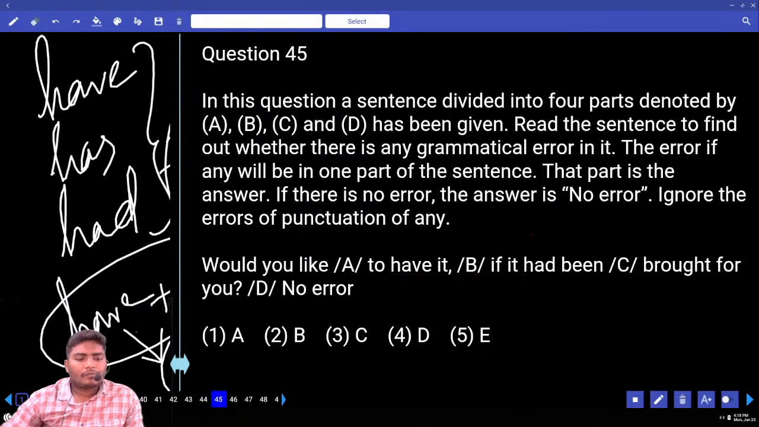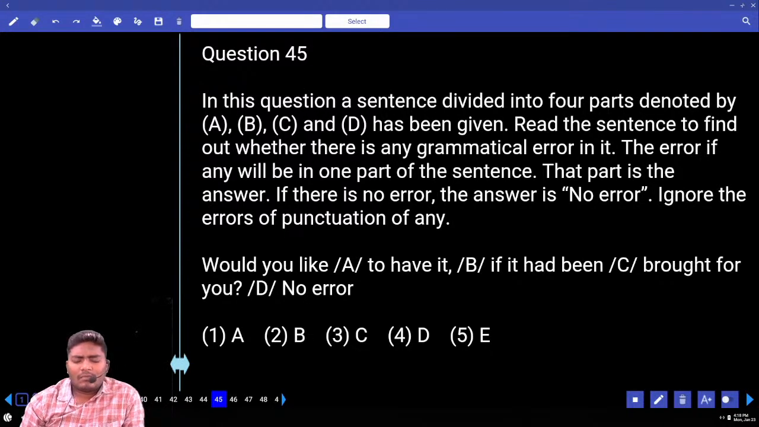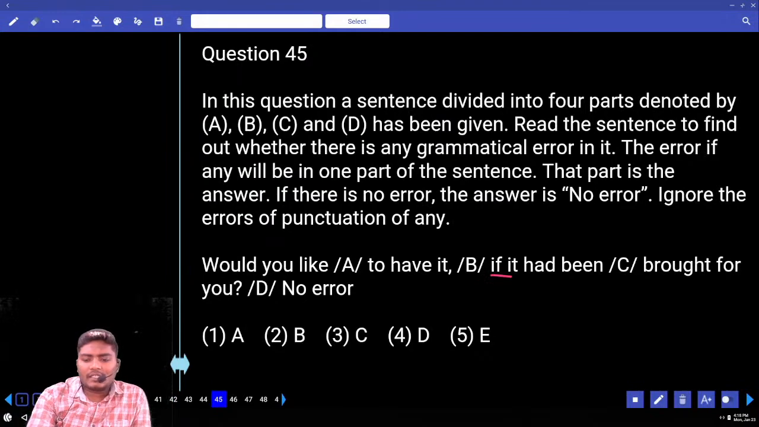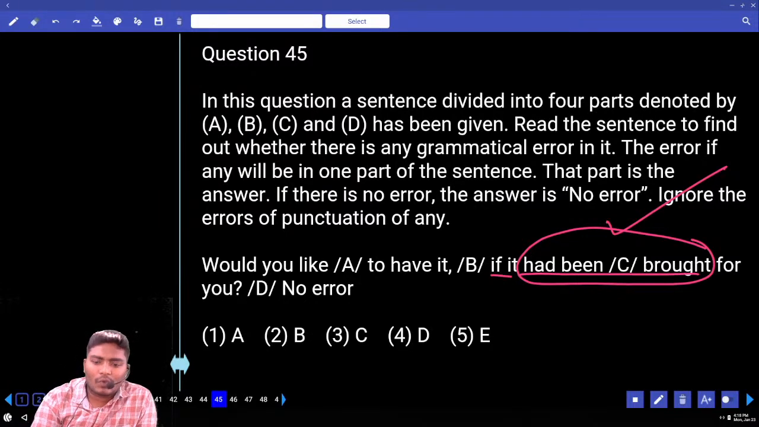Next, move to 45. Would you like to have it if it had been brought for you? This is basically the if clauses rule. Here is if. Now looking at the sentence, we can understand one rule. What is the rule we have here? Had been brought. Now in the if clauses rules, had been brought is related to which rule? Rule number 1, 2, 3, 4. 3. Right? Fourth rule is zero condition. Third rule is had plus V3 or had been plus V3. Had plus V3 is active voice, had been plus V3 is passive voice.